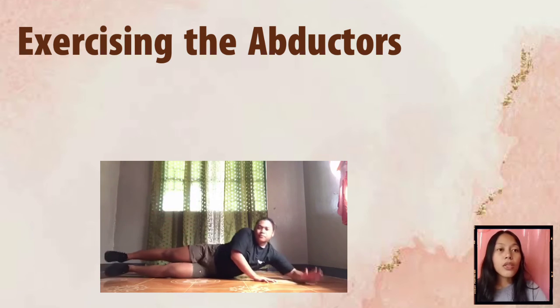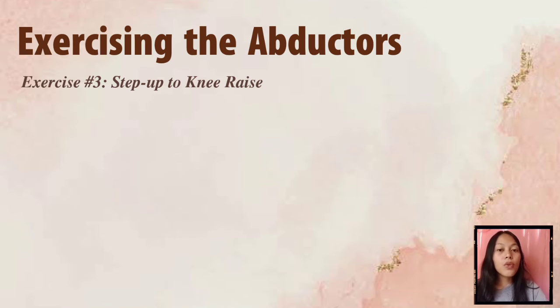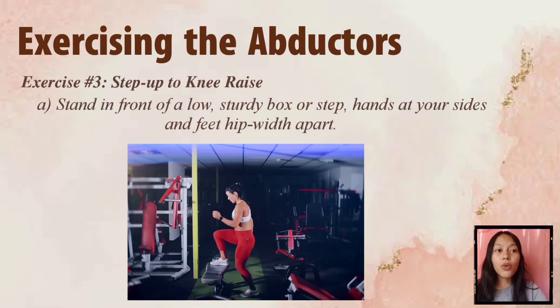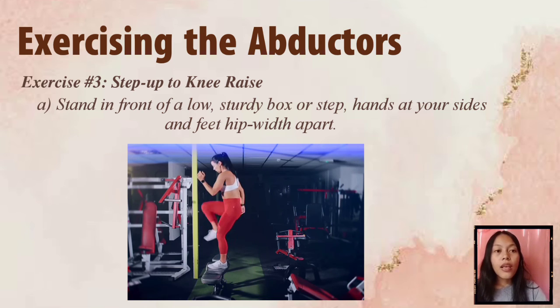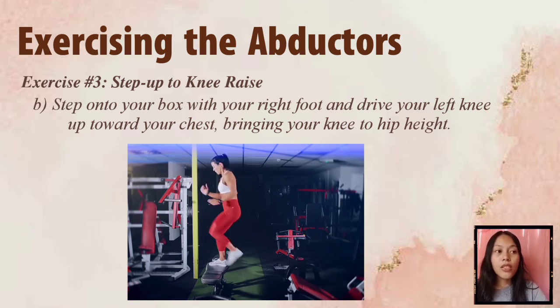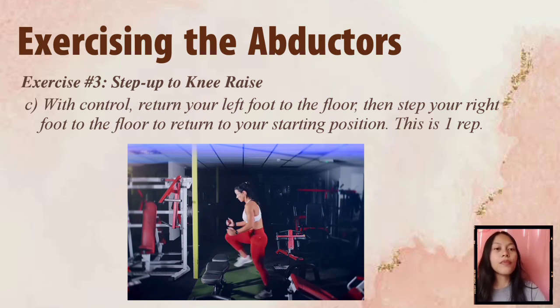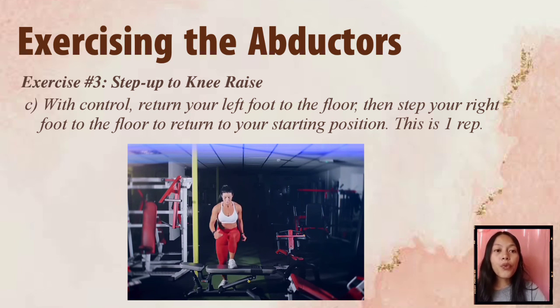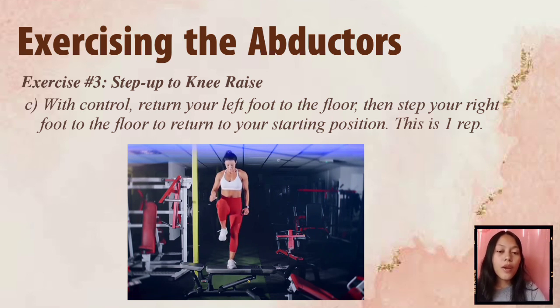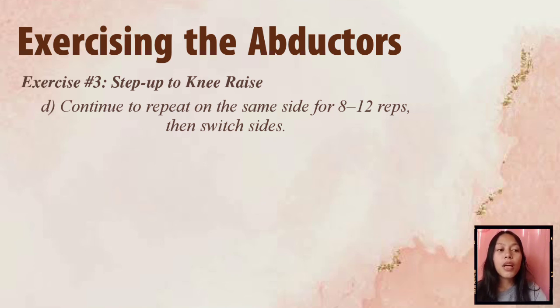Last exercise for abductor is step up to knee raise. To do this, you have to stand in front of a low, sturdy box or step, hands at your waist and feet hip width apart. Step onto the box with your right foot and drive your left knee up toward your chest, bringing your knee to hip height. With control, return your left foot to the floor, then step your right foot to the floor to return to the starting position. This is 1 rep. Continue to repeat on the same side for 8 to 12 reps, then switch sides.